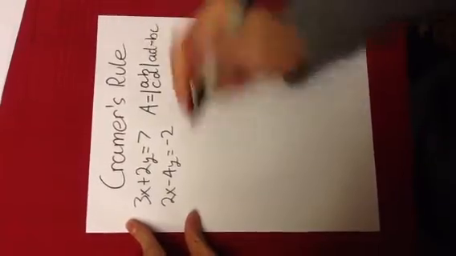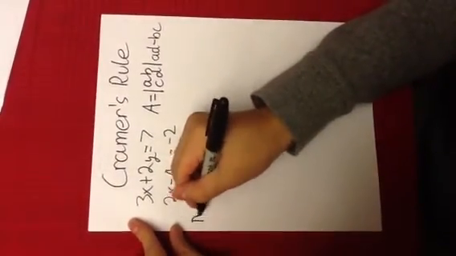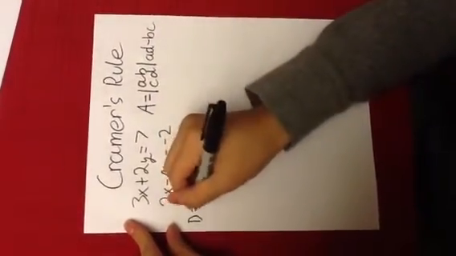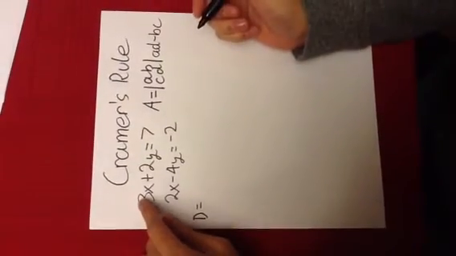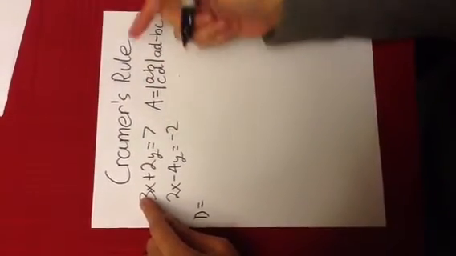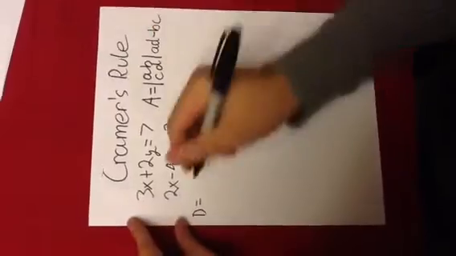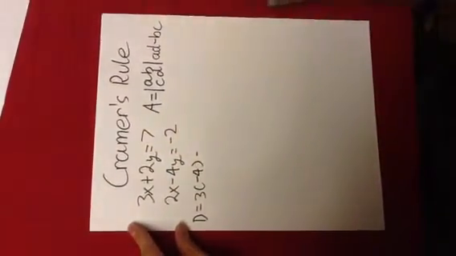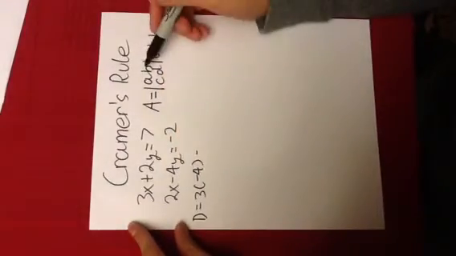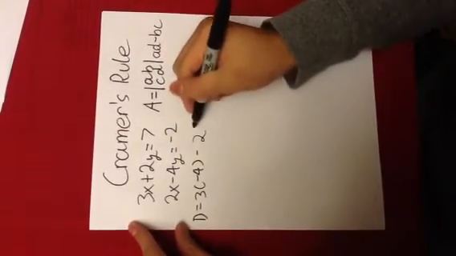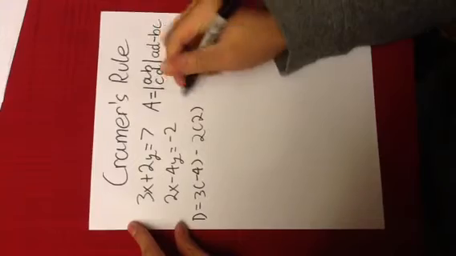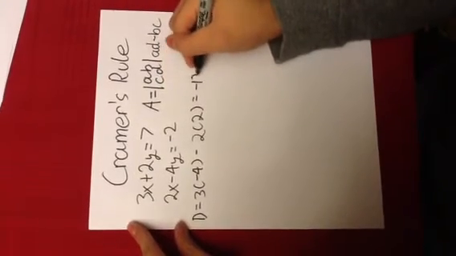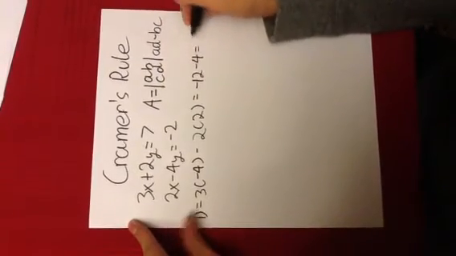So let's find the determinant. We'll label this as determinant D. D would equal 3 as A, and minus 4 as D: 3 times minus 4, minus 2 times 2, B and C. This equals minus 12 minus 4, which equals minus 16.